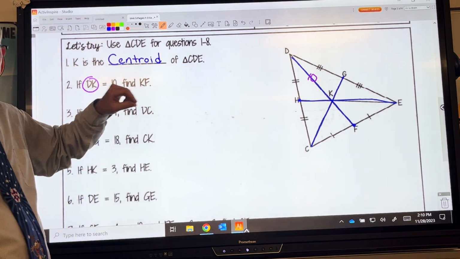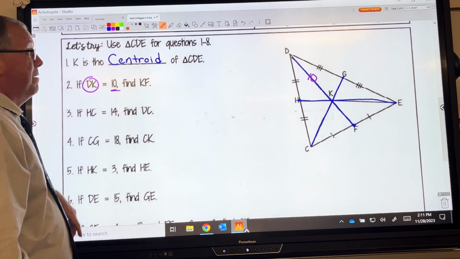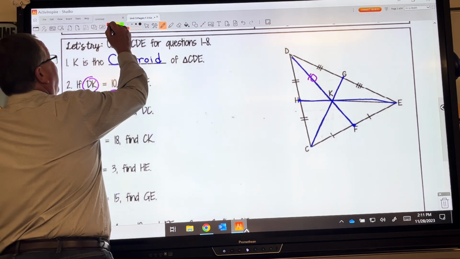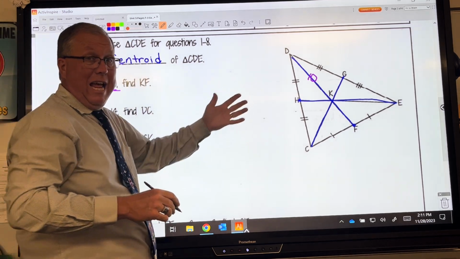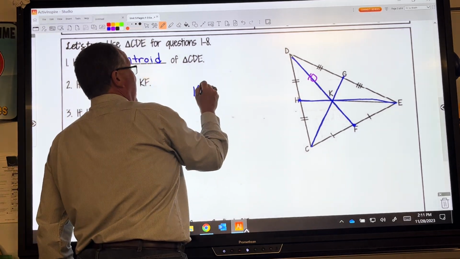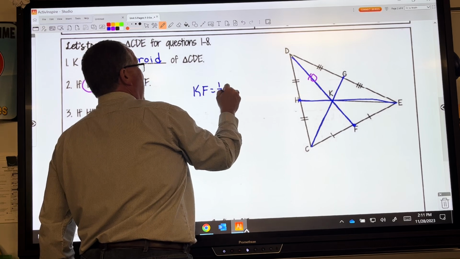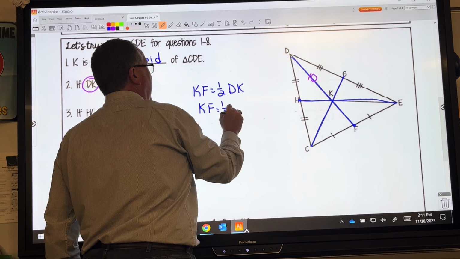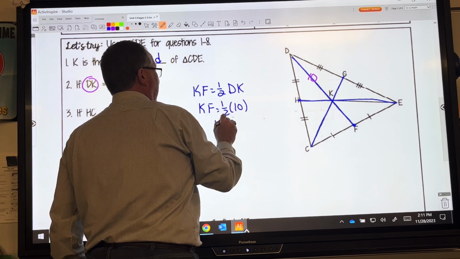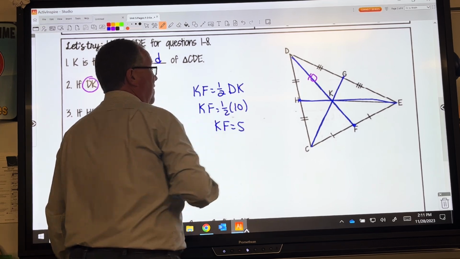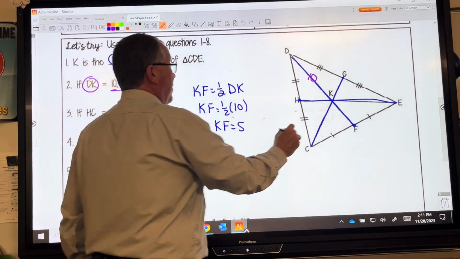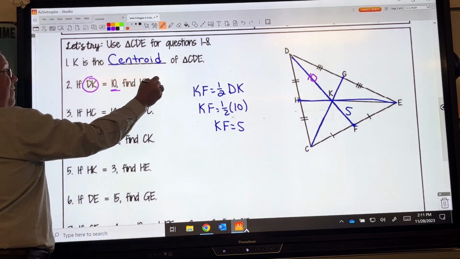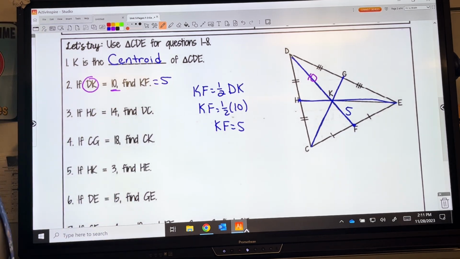So I'm going to erase after each one, okay? So that you can see it, right? So DK is 10. Here's what I know. If DK is the big section, 10, then that means KF is equal to half of DK. So KF is equal to half of 10. KF is equal to 5. Okay, so we now know KF is 5. What did they want? Find KF. KF is equal to 5.